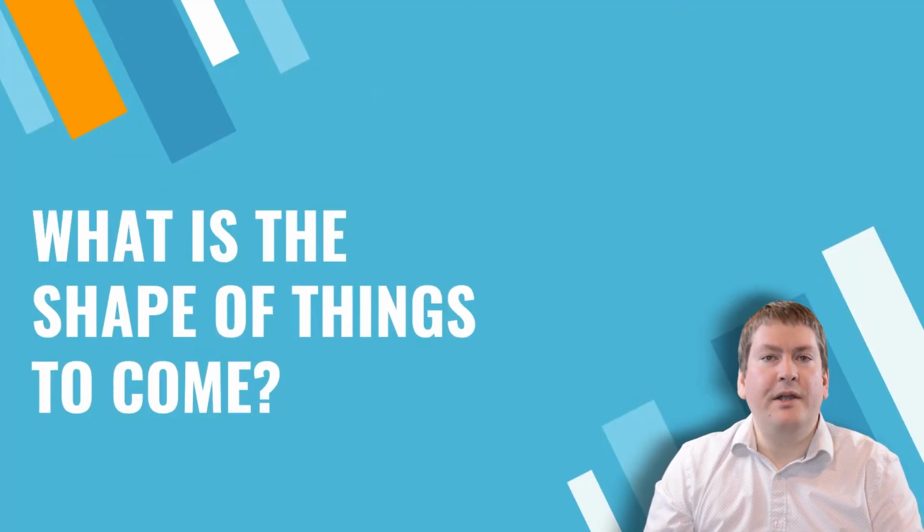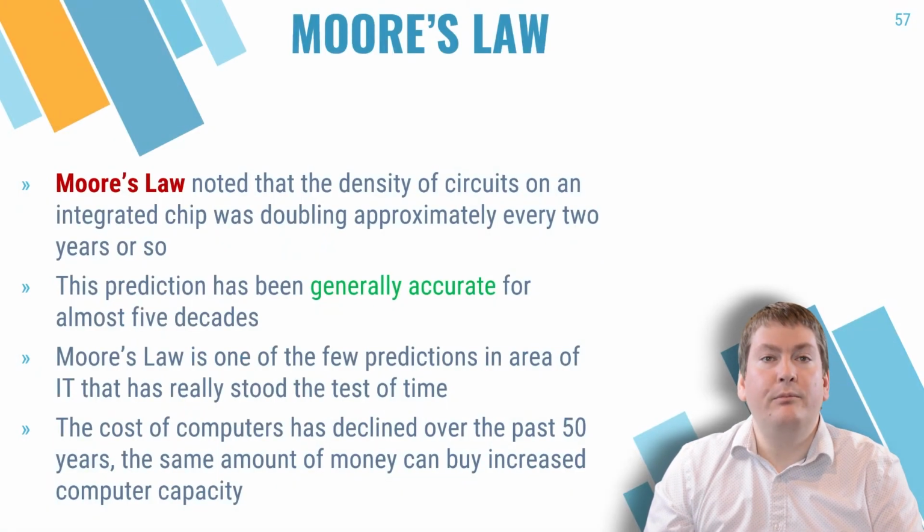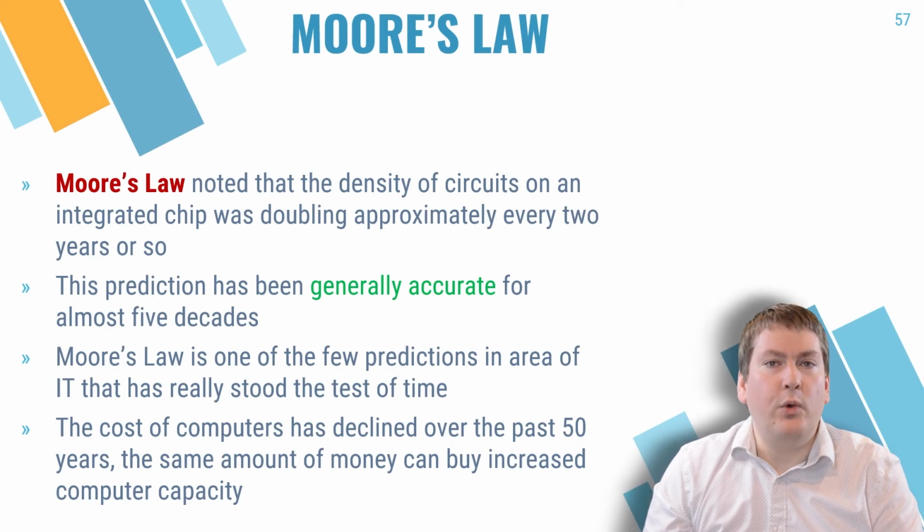So we've talked a bit about a few specific emerging technologies, but more generally, what is the shape of things to come? Well, Moore's law might give us a few hints. Moore's law states that the density of circuits on an integrated chip doubles approximately every 2 years or so, and to date, it has shown to be quite an accurate prediction.